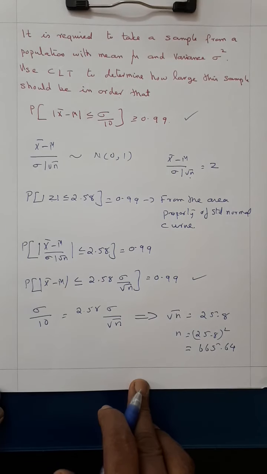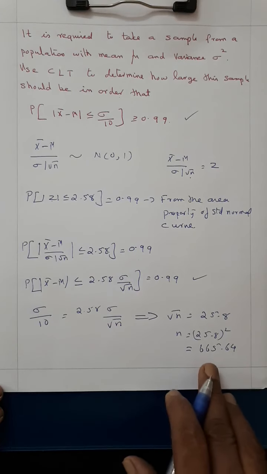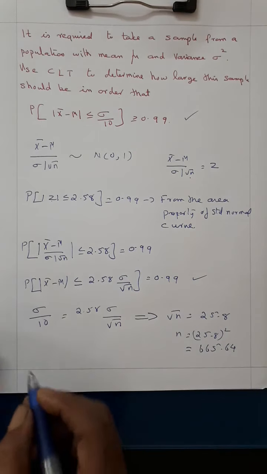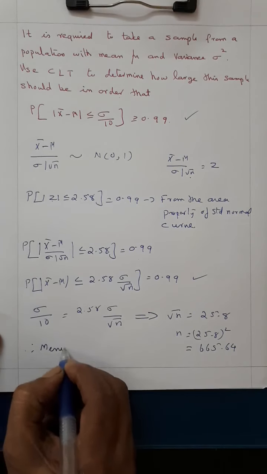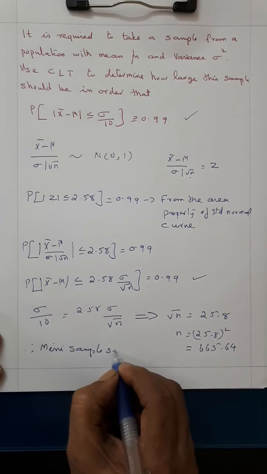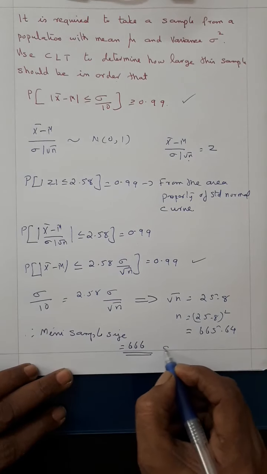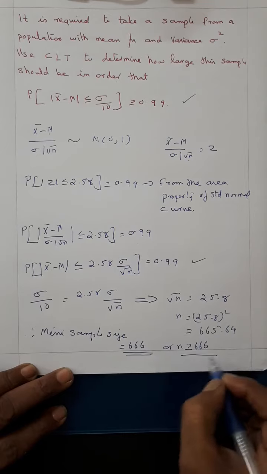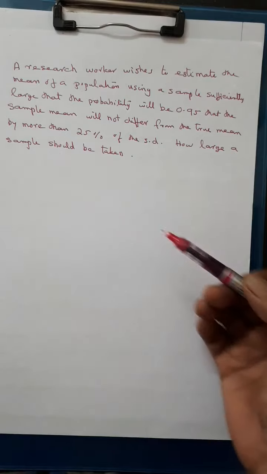So what we are going to conclude is the minimum value of n is 666. It is not 665. It is 666. So we will rewrite this as minimum sample size is equal to 666, or we can say n greater than or equal to 666. You can work out this example using the same method.